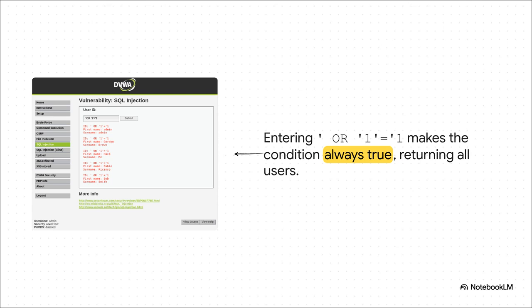That first little apostrophe is key. It closes off the part where the user ID was supposed to go. And everything after it, well, that becomes part of the command itself. So now the database is being asked, hey, find me user where the ID is empty or where 1 equals 1. And since 1 always equals 1, the database just says, okay, and dumps out every single user it has.